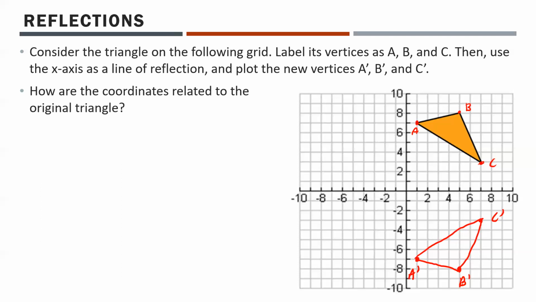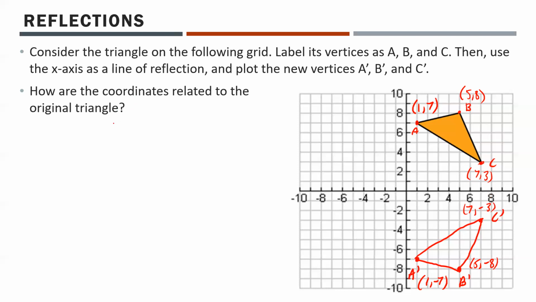Now the question's asking, how are the coordinates related to the original triangle? Well, let's look at the coordinate of A. The coordinate of A is (1, 7). The coordinate of A prime is (1, -7). Interesting. What about B? The coordinate of B is (5, 8). The coordinate of B prime is going to be (5, -8). Very interesting. What about C? The coordinate of C is (7, 3). The coordinate of C prime is (7, -3).